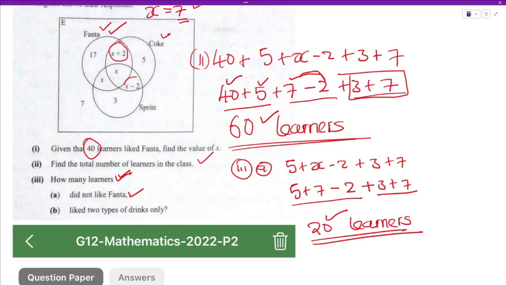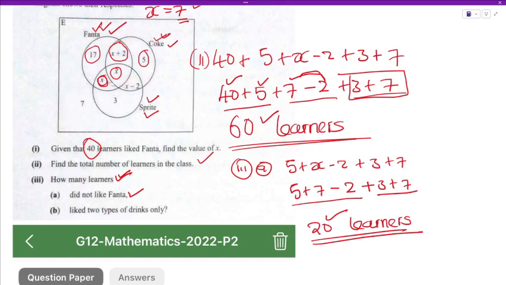Okay, this region is for those who liked Sprite and Coke only. These ones here liked Fanta and Sprite only. These ones at the center here liked all 3 drinks. These ones here liked Coke only. These ones here liked Fanta only. These ones here liked Sprite only, and these ones here liked none of the drinks.